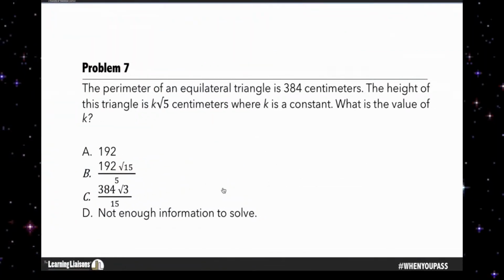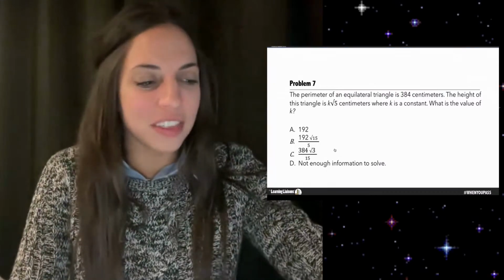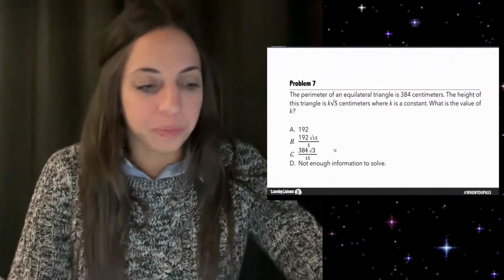The perimeter of an equilateral triangle is 384 centimeters. The height of this triangle is k square roots of 5 centimeters, where k is a constant. What is the value of k? Ooh, this one is so fun, y'all. I love this one.